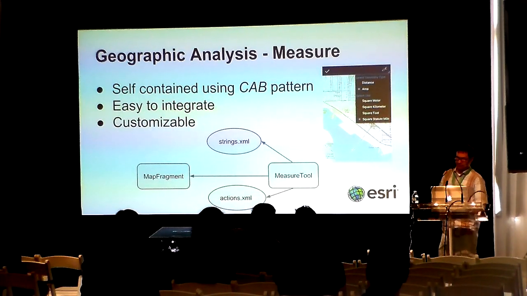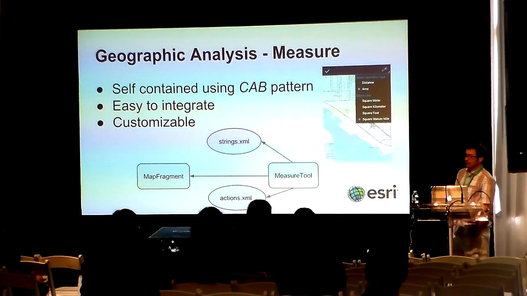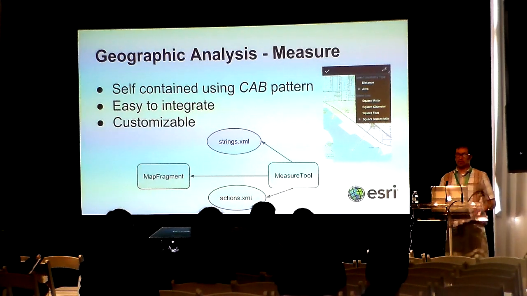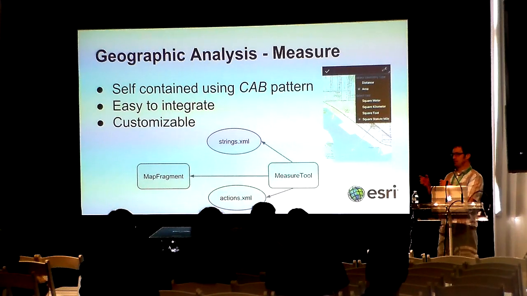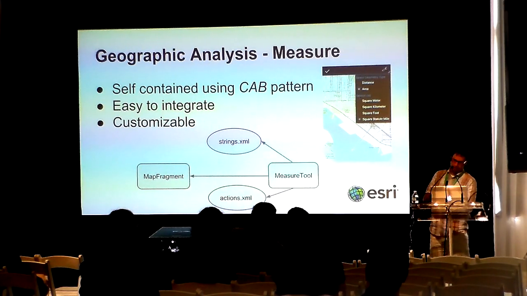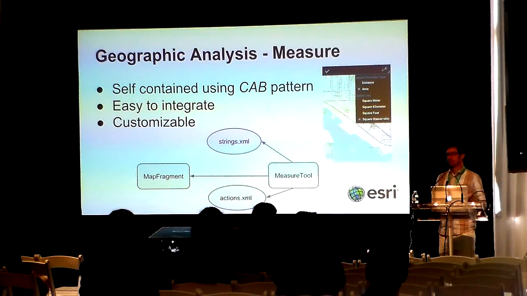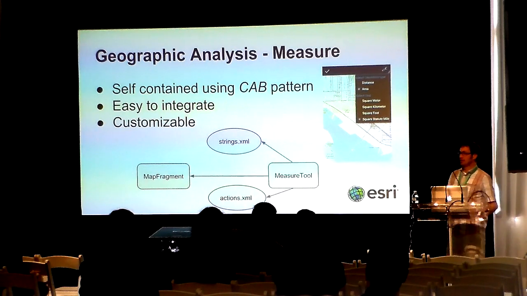More geographic analysis includes measuring distance in an area, and the API that we have uses a self-contained contextual action bar pattern. And so a lot of our tools, and we provide a toolkit that allows you as an extension off the main API. And so that toolkit allows you to bring in these tools very easily integrated into your app or any app that has an action bar already installed.